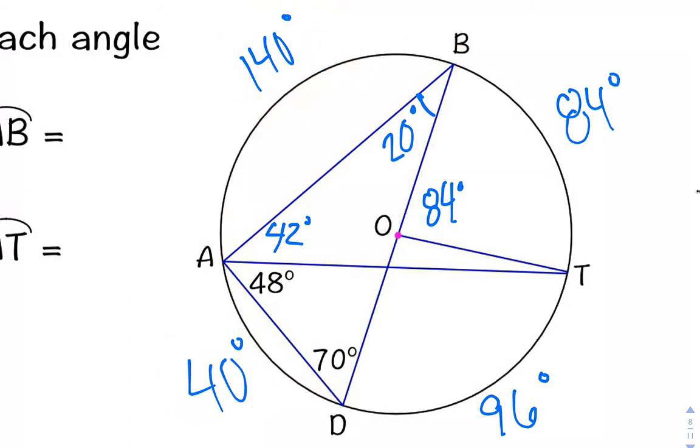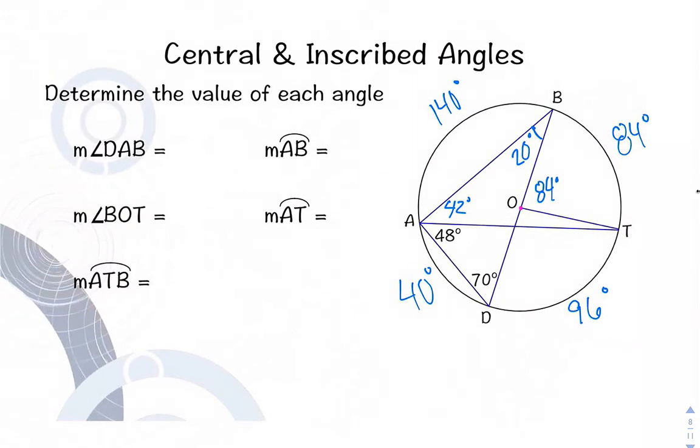All right, so now let's think about, what is the problem actually asking us to find? The measure of angle DAB. Okay, that is that angle there. So I know, hey, that's our inscribed semicircle angle, so that was our 90 degrees. Okay? Then the measure of arc AB, so that would be 140. The measure of angle BOT, that is our central angle, that is our 84.